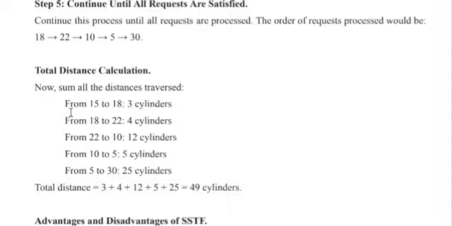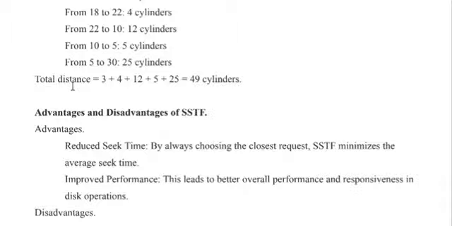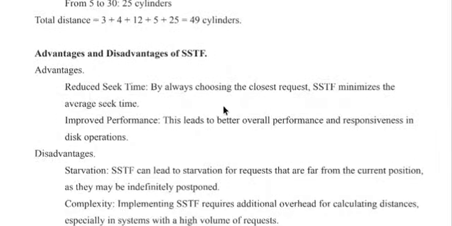Now, sum all the distances traversed. From 15 to 18, 3 cylinders. From 18 to 22, 4 cylinders. From 22 to 10, 12 cylinders. From 10 to 5, 5 cylinders. From 5 to 30, 25 cylinders. Total distance equals 3 + 4 + 12 + 5 + 25 = 49 cylinders.